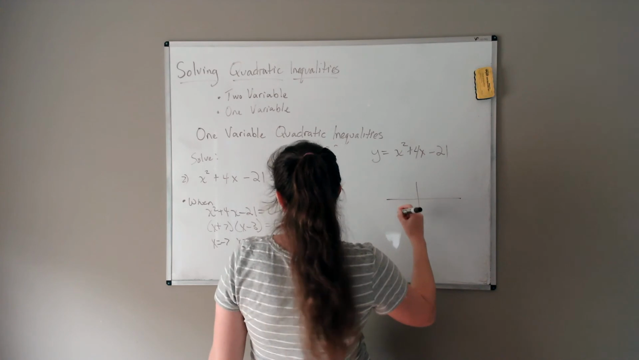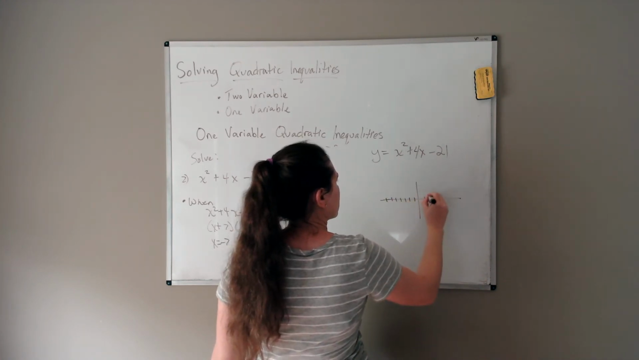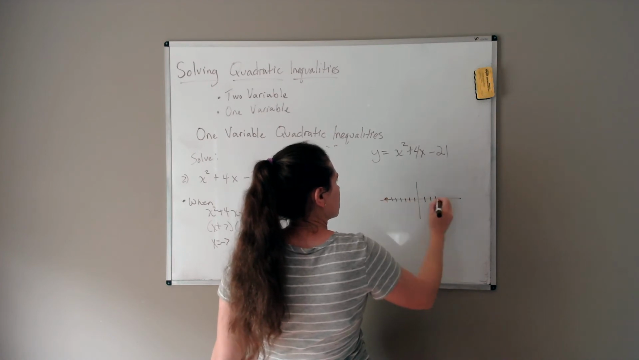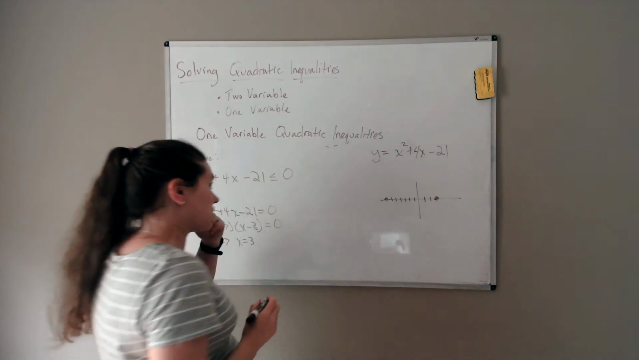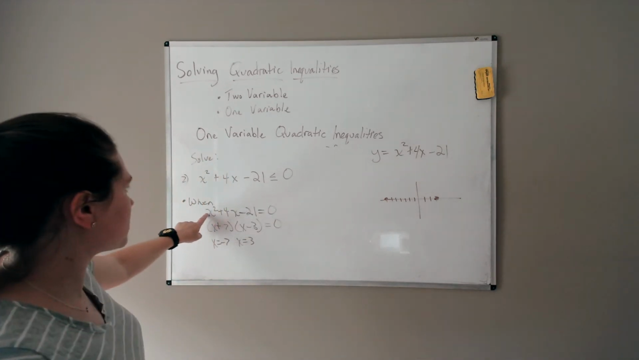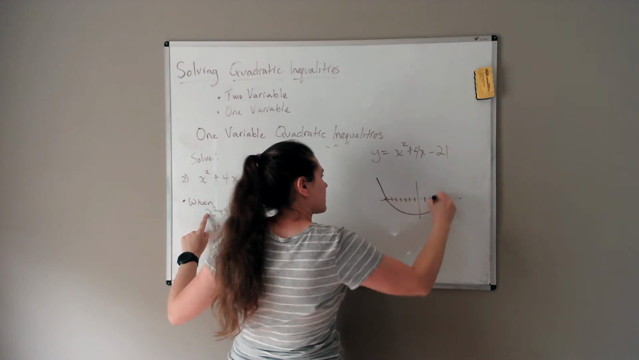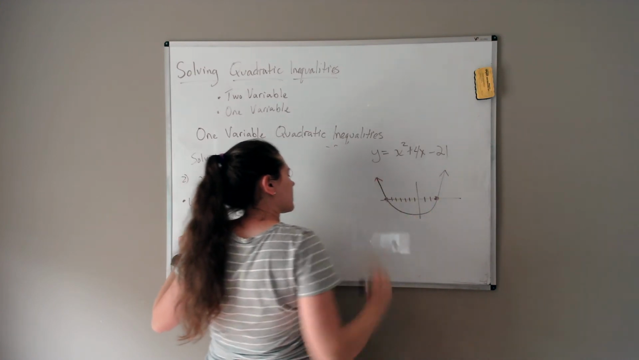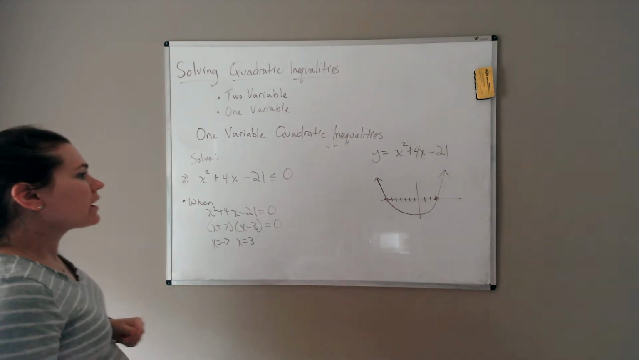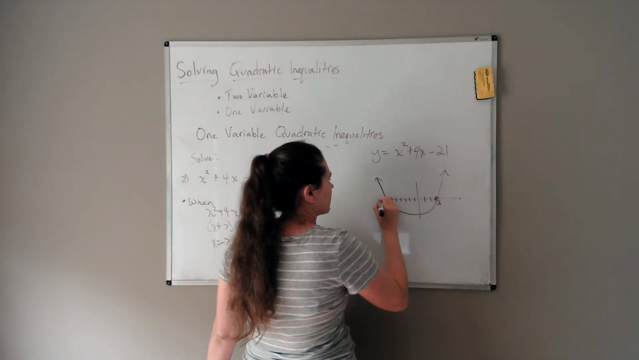So here's -7. 1, 2, 3, 4, 5, 6, 7. Here's 3. Okay, here's 7. -7. Here's 3. Now, is this a U that faces up or faces down? Well, A is positive, so this is a U that faces up. Okay, so now we are looking to figure out, this is 3 and this is -7.